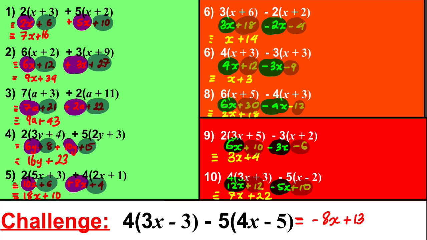So 7x plus 16, 9x plus 39, 9a plus 43, 16y plus 23, 18x plus 10, x plus 14, x plus 3. I've got two question sixes here, not to worry, that would be 7, that would be 8, 9, 10. 3x plus 4, and we've got ourselves a 7x plus 22. The extension, I didn't show the working for that, but you should be able to get here yourself, negative 8x plus 13.